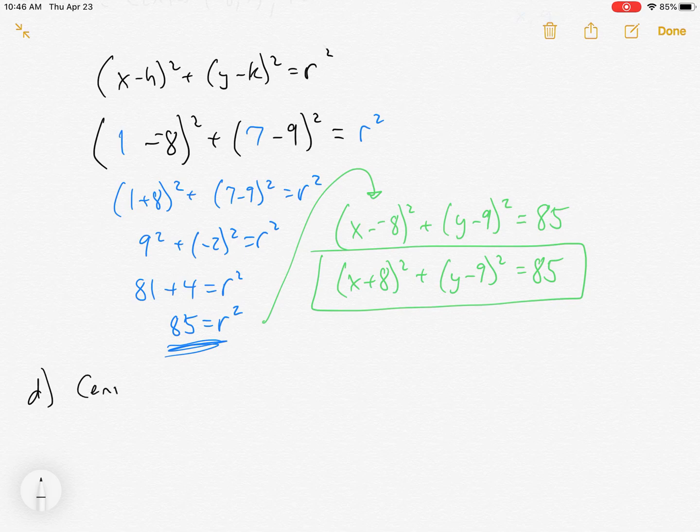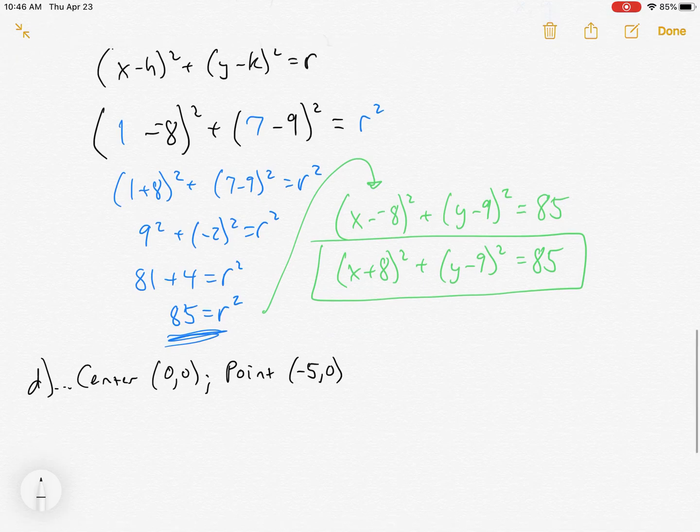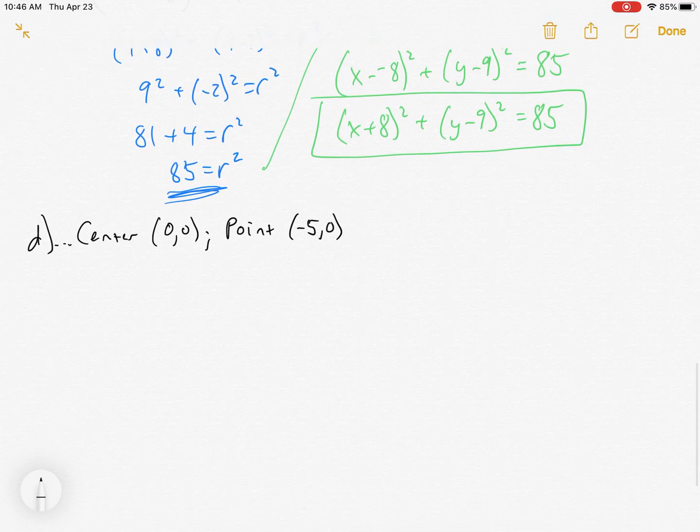Okay, let's take a look at one more of these. This one is going to say, same thing, find the equation of a circle, center 0, 0, point on the circle -5, 0.